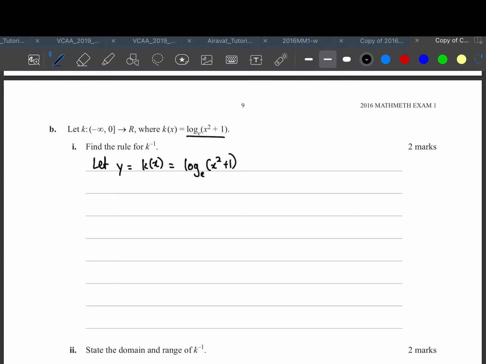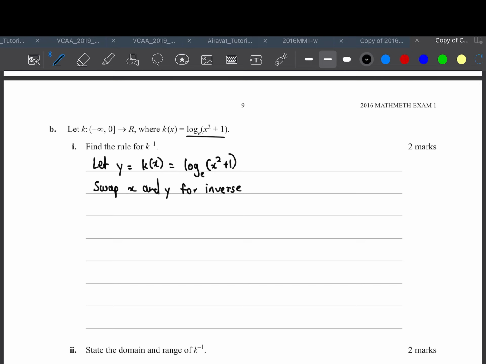Now the next line I'm going to write: whenever we have to calculate an inverse, you must always write this line, which is swap x and y for inverse. You must always write this line, no matter what, whenever you are solving for an inverse. No matter if it's exam 1 or exam 2, try to write it in both of them.